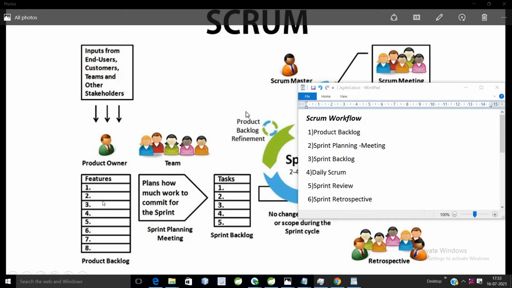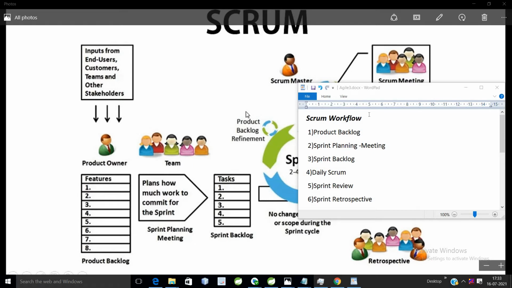Apart from that, the second part is sprint planning. In sprint planning, whatever features we can complete within one sprint, that many features we take as the sprint backlog. In this example we have 8 tasks and we have taken 5 out of them, and this is called one sprint backlog.